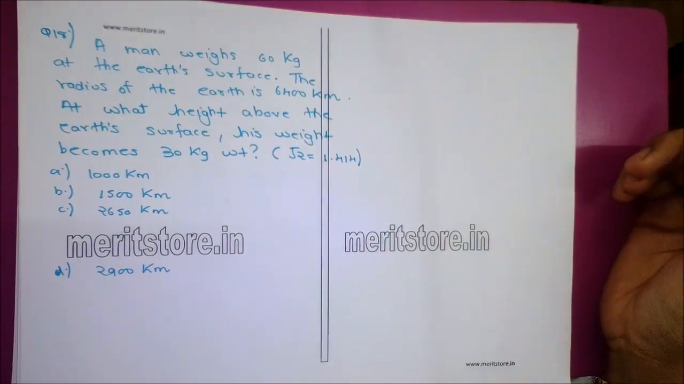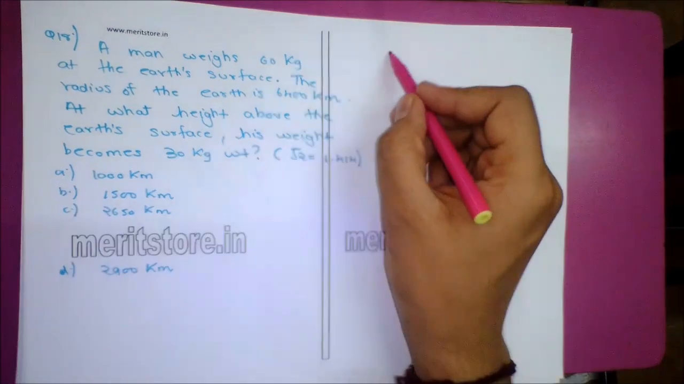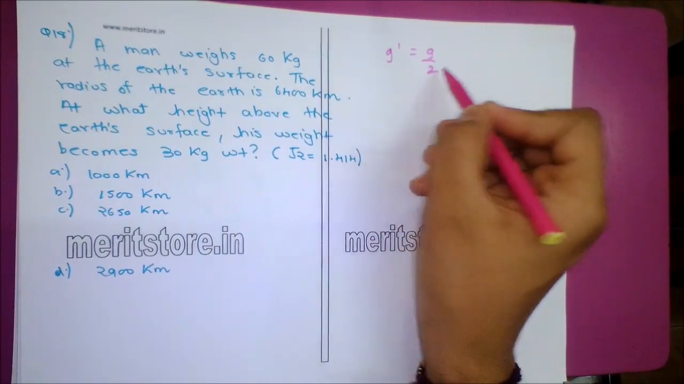Question number 18. A man weighs 60 kg at the earth's surface. The radius of the earth is 6400 km. At what height above the earth's surface his weight becomes 30 kg weight? Now to solve this question, we know the weight of the man is reduced from 60 kg to 30 kg. So at height, g dash will be g by 2.